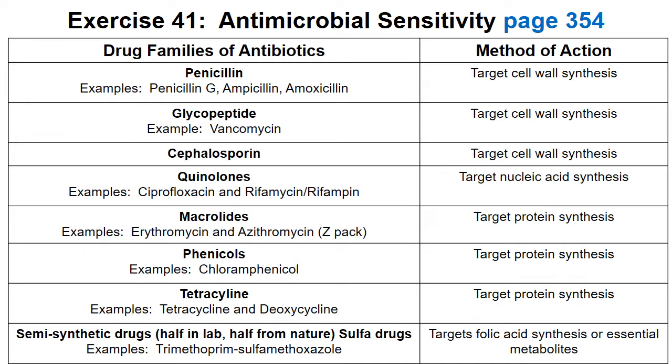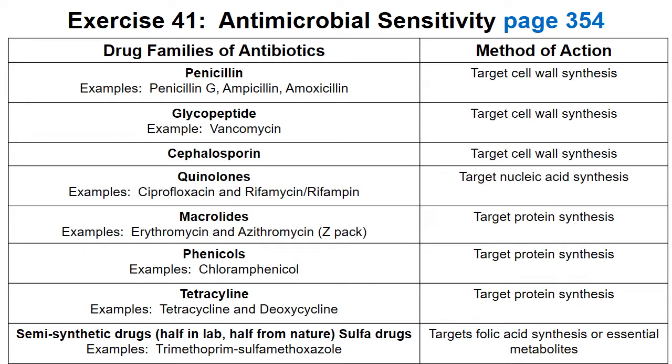Next we have quinolones, whose job is going to target the nucleic acid synthesis. In other words, interfering with DNA and RNA from being produced. Examples include ciprofloxacin, rifamycin, or rifampin. That particular antibiotic is also used to treat tuberculosis.